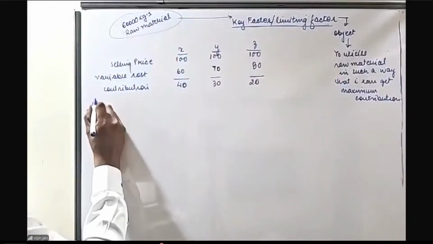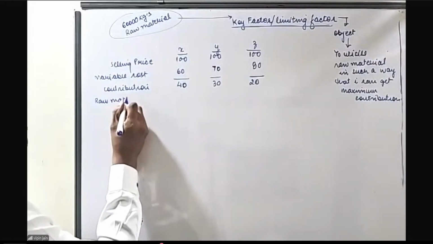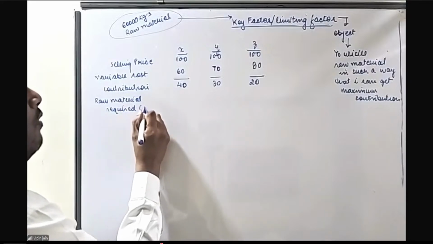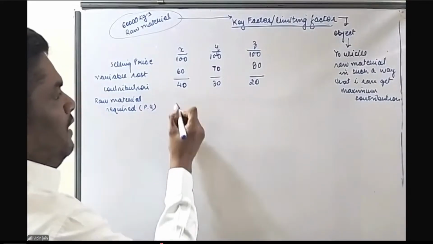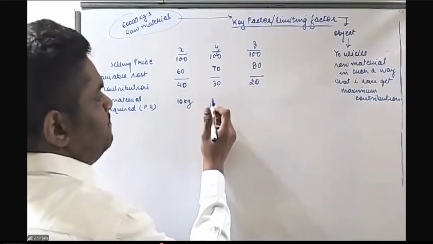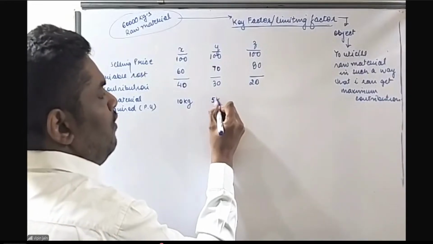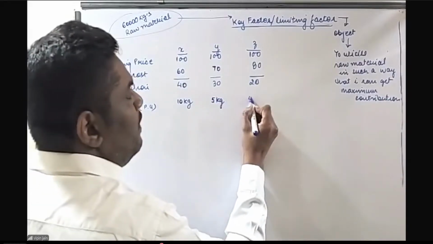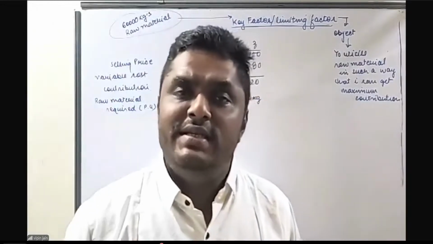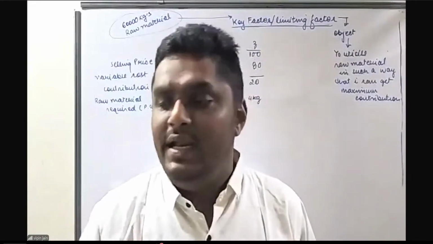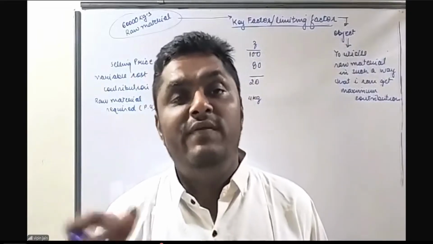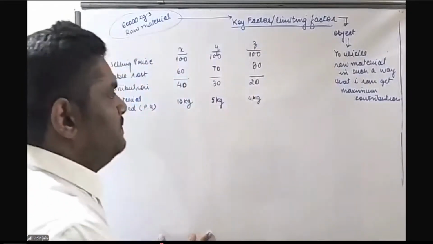Now, let's say in the question the raw material required per unit is also given. Let's say the raw material requirement is 10 kgs in case of X, 5 kgs in case of Y, and 4 kgs in case of Z. My object is to utilize this 60,000 kgs of raw material in such a way so that I can get the maximum profit. Now, can you guys advise me which product we should manufacture so that we can get the maximum contribution? So, waiting for your answers.